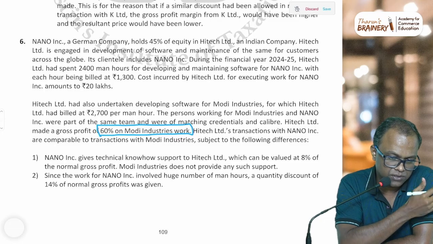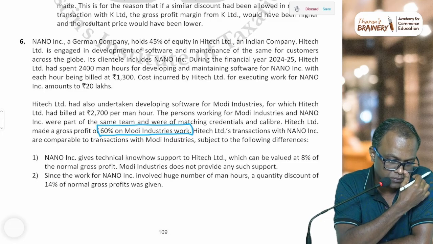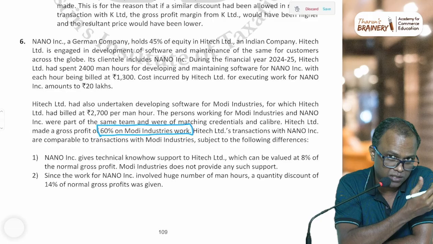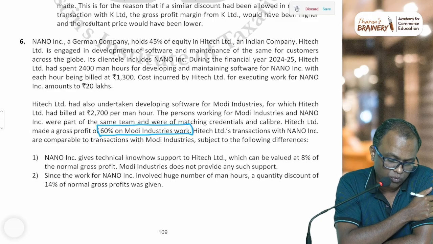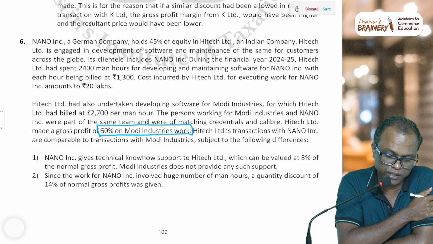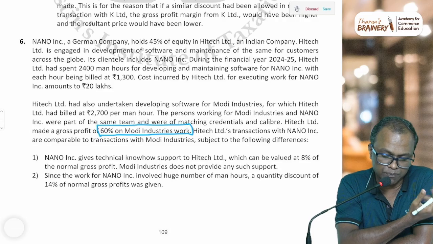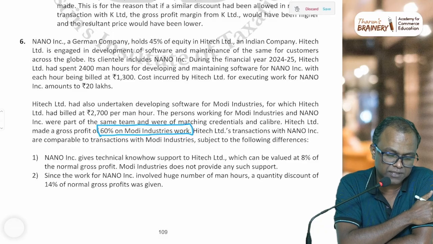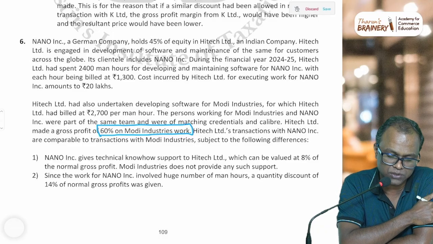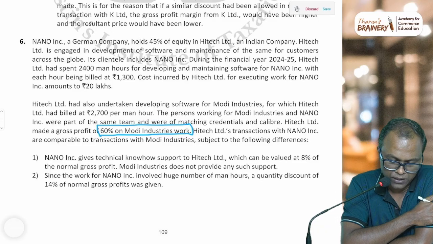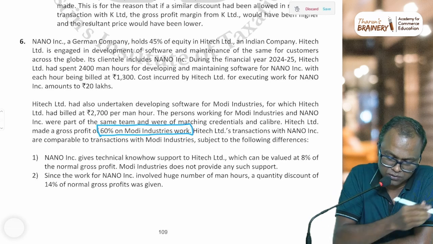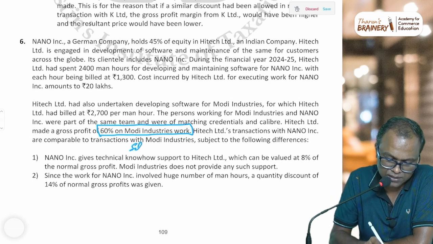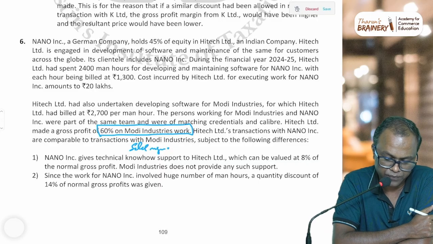whether it is 60% on sales or whether it is 60% on cost. If they say on work, no, on work means on sales, on billed amount. 60% on Modi Industries work. We will say there is a project coming. On that project, this much profit. On this project, this much, that means sales. On work means on sales, not on cost. So remember, this is 60% on sales. They are giving GP margin as a percentage of sales.